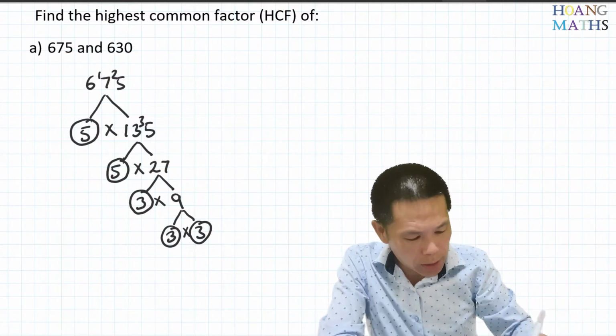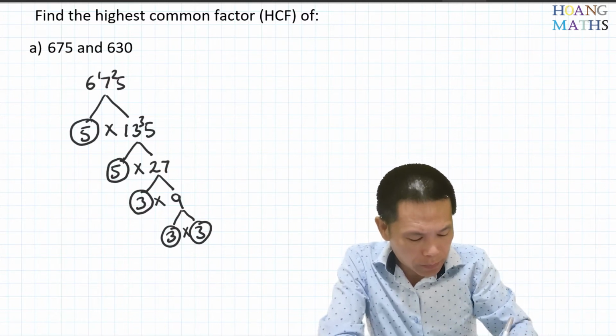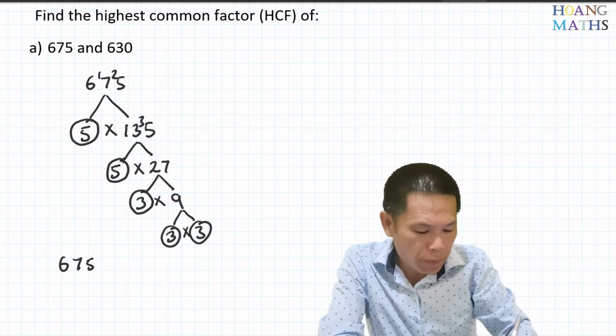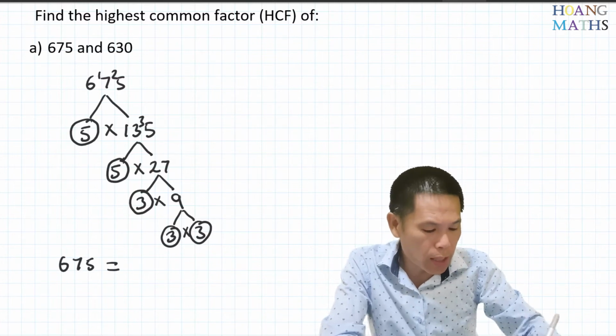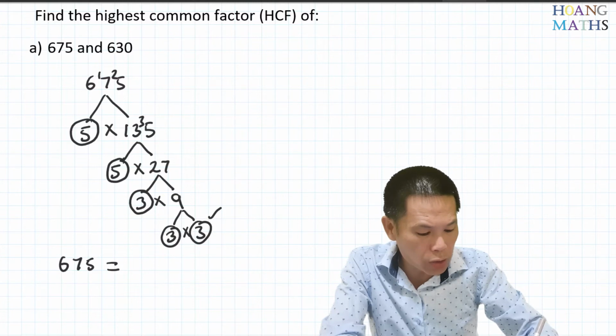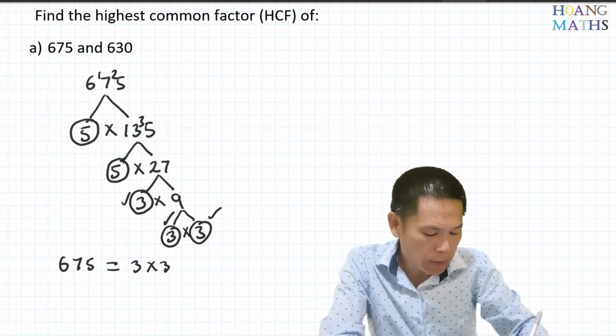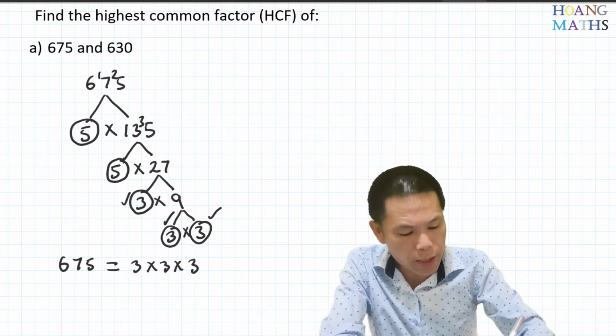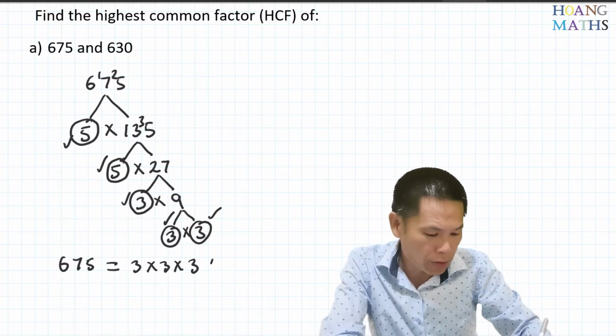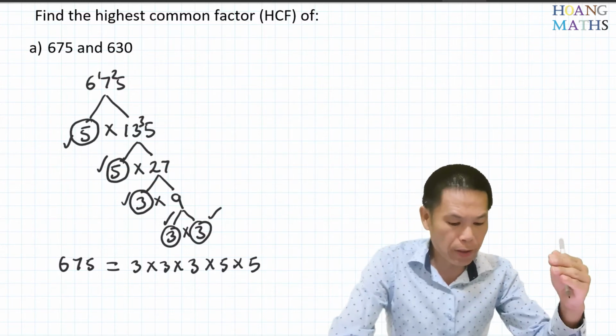So we just write 675 is equal to. So we start with 3, 1, 2, 3. So 3 times 3 times 3. And then what we have here now is 5 and 5. So times by 5 and times by 5.